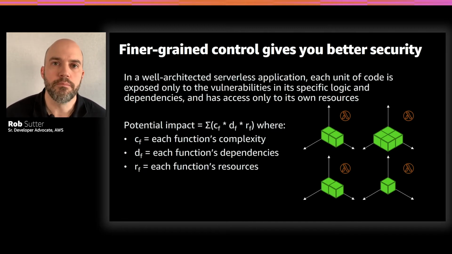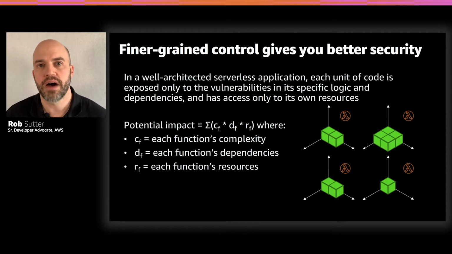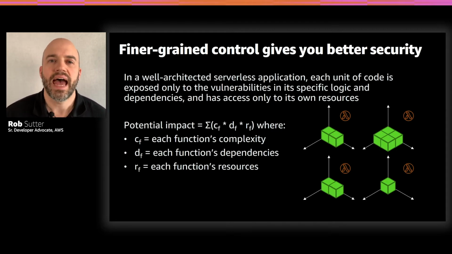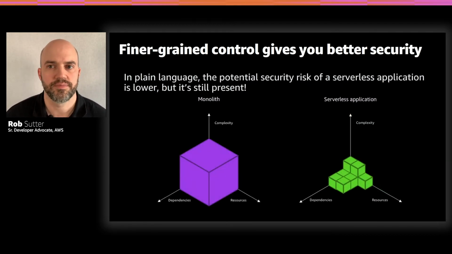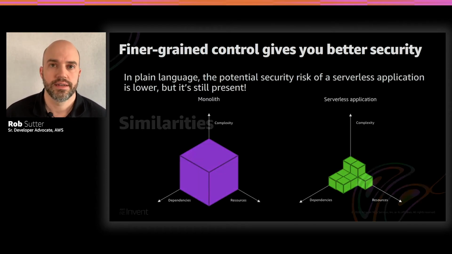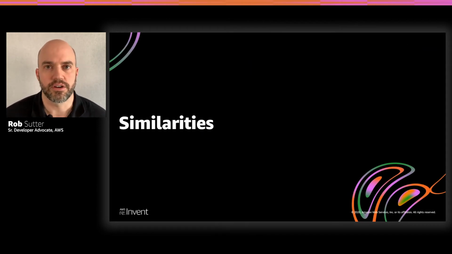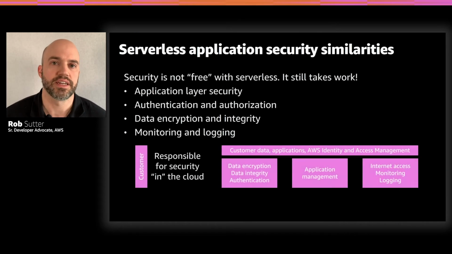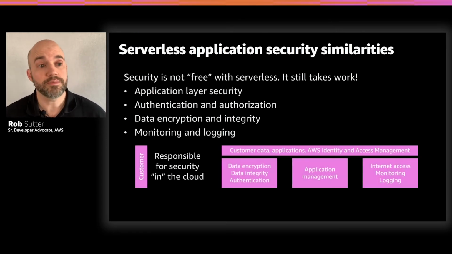And this means that while the model for each function and the model for the monolith each have axes, adding to any one of those axes only creates a linear increase in risk for your function because it doesn't increase risk across unaffected functions. If all that sounds a little bit hand-wavy, in plain language, we're saying that the risk of a serverless application is much lower, but it's still present. And that's one of the first similarities that we talk about when building serverless applications. Security is not free with serverless applications. It still takes work, and that work is up to you.